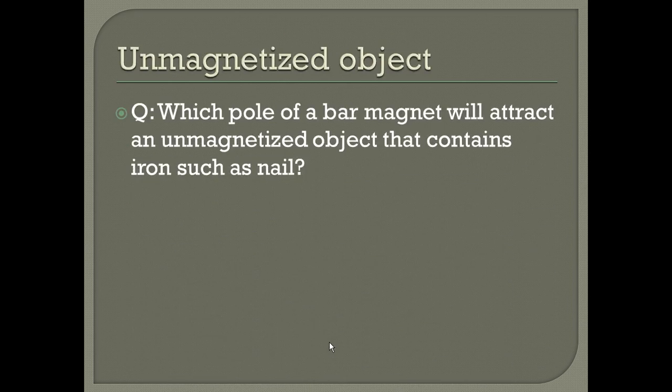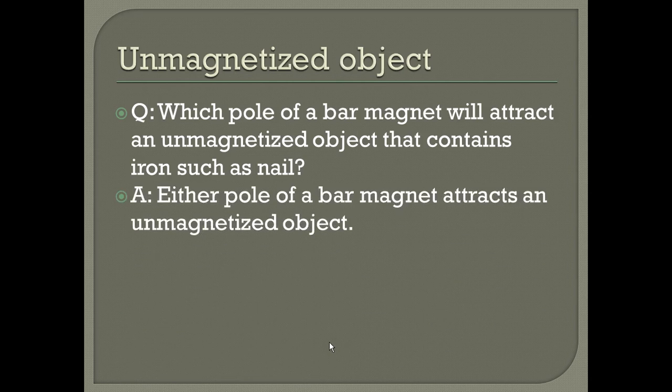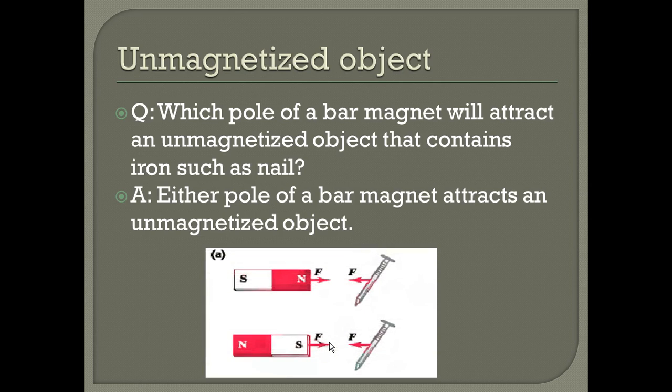Now, question: which pole of a bar magnet will attract an unmagnetized object that contains iron, such as a nail? So the answer is either pole, meaning a south pole or a north pole could attract an unmagnetized iron object, such as a nail. So either pole of a bar magnet can attract any unmagnetized object. For example, north can attract metal objects such as a nail. The same goes with the south pole.